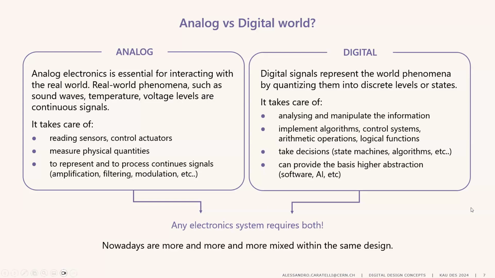They're both important. An electronic system always requires both, because at some point you need the digital for doing all these operations, but you will always need to interact with the real world. So every system at the end includes both parts. And nowadays these things are more and more mixed on a single chip than before.